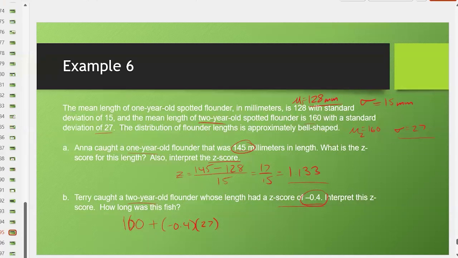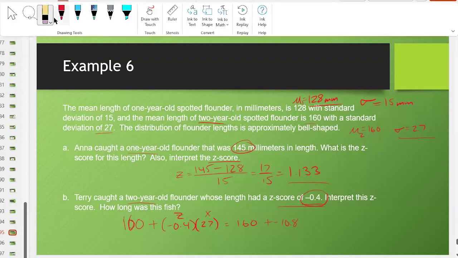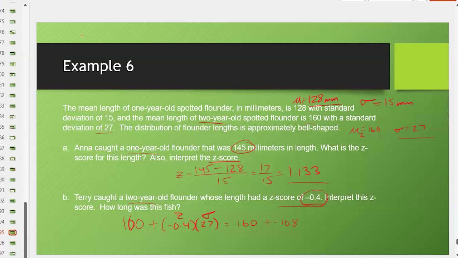10.8. And so 160 plus negative 10.8, right? Z times X. Oh, I'm sorry, Z times sigma. The formula is on the next slide, you guys. And that should give us 149.2 millimeters below the mean, a value that's less than 160, that's what we'd expect.